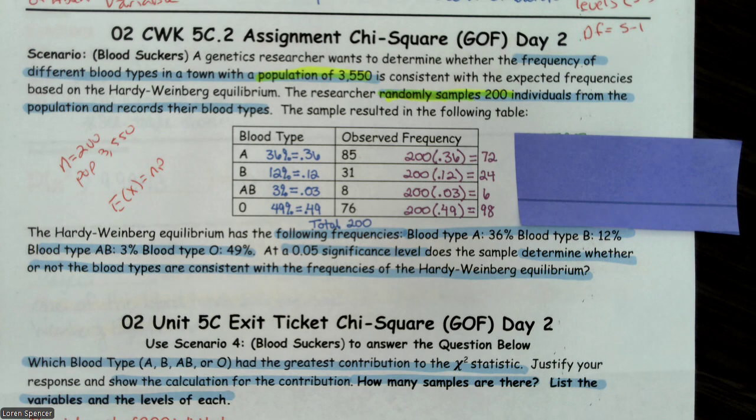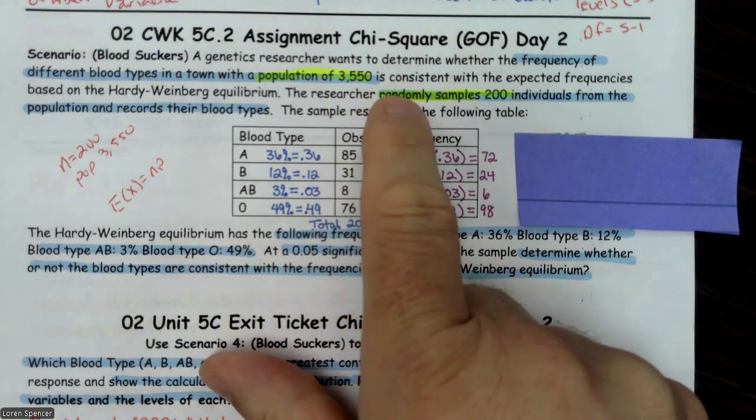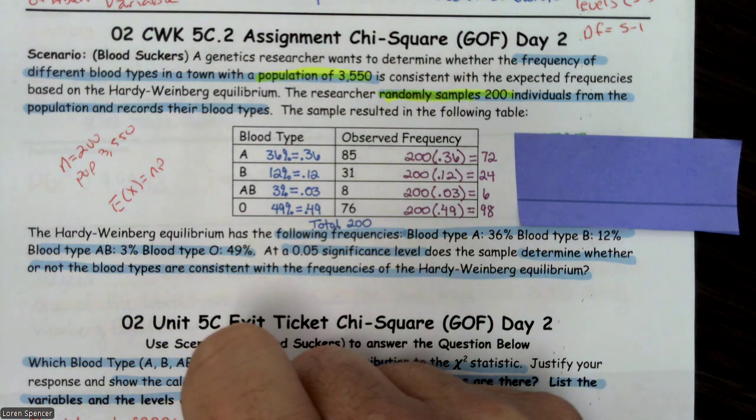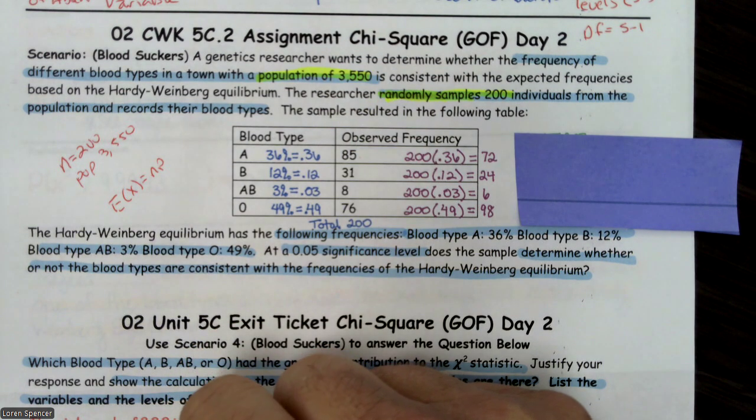Our scenario is bloodsuckers, so let's look back at this. We ran the test in a previous video. A genetics researcher wants to determine whether the frequency of different blood types in a town with a population of 3,550, so there is a population, is consistent with expected frequencies based on the Hardy-Weinberg equilibrium. In other words, is it the same?